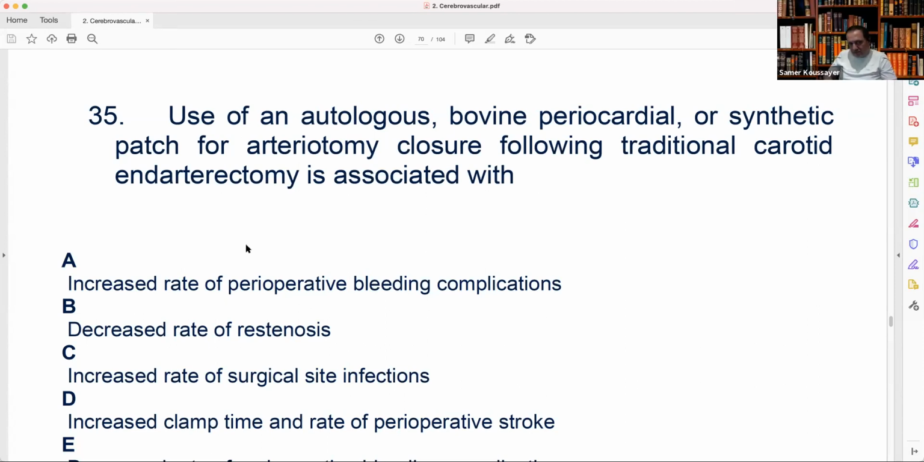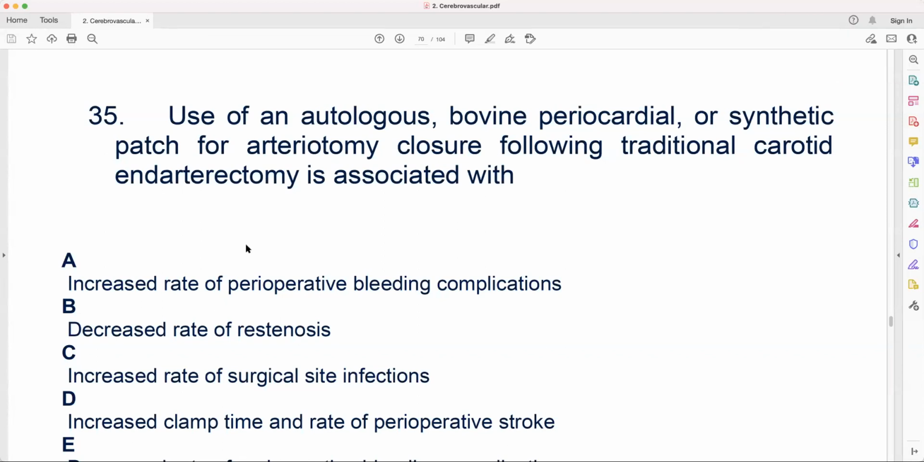Sometimes, maybe 1 or 2% of the time, I didn't put a patch because I went there and the common carotid was like 7 millimeters, a big artery. So there's no reason really, so I just did primary closure. But you have to be careful, because studies showed that primary closure is associated with an increased risk of stroke and increased risk of restenosis.